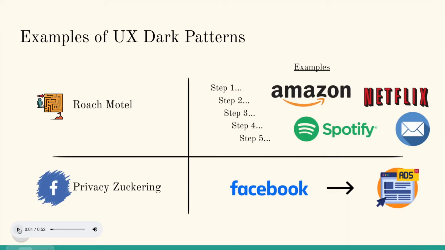On this slide, we have examples of Roach Motel and privacy zuckering. A Roach Motel dark pattern is a design that makes it very easy to get into a situation, but very difficult to get out of. In particular, this pattern is usually used by subscription-based services. Some examples of these services can be seen on the right.